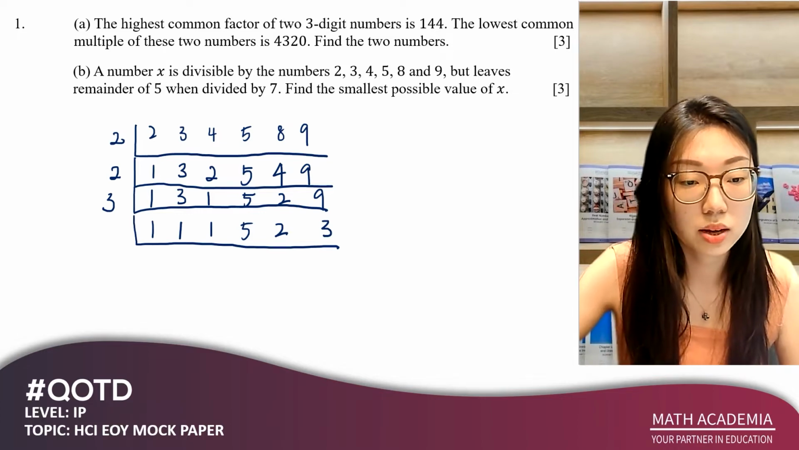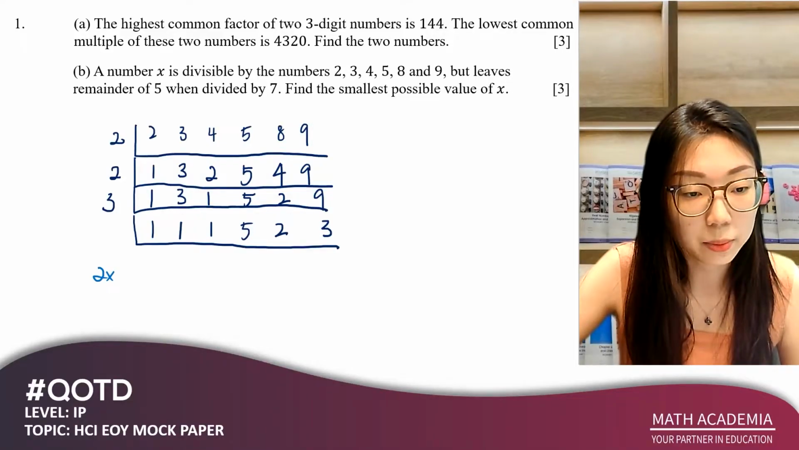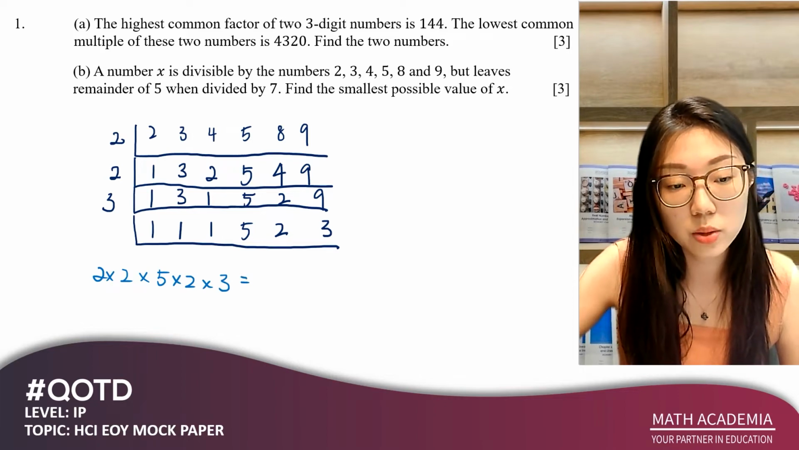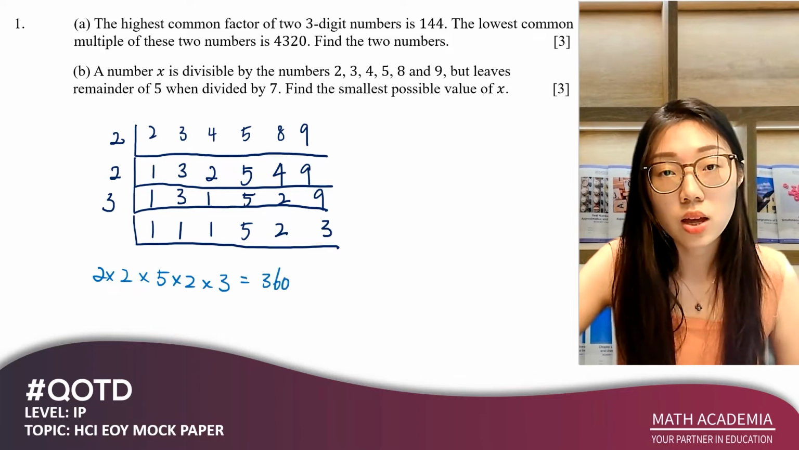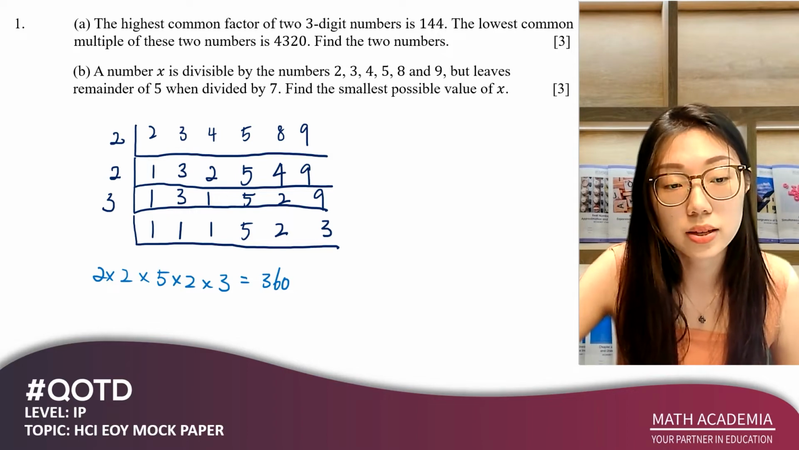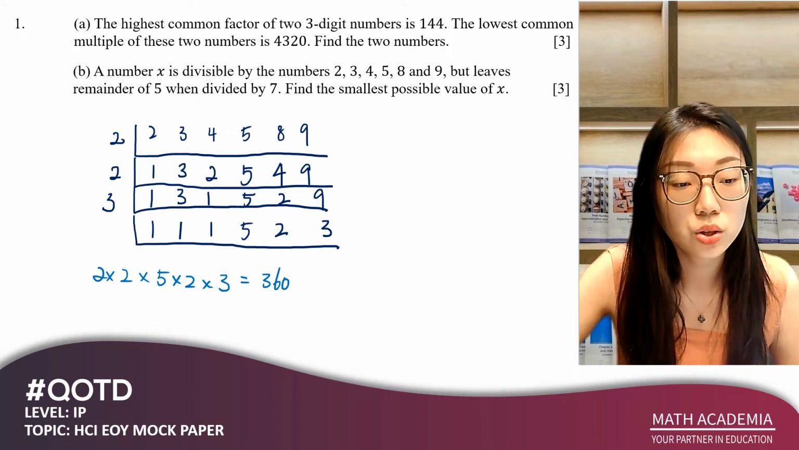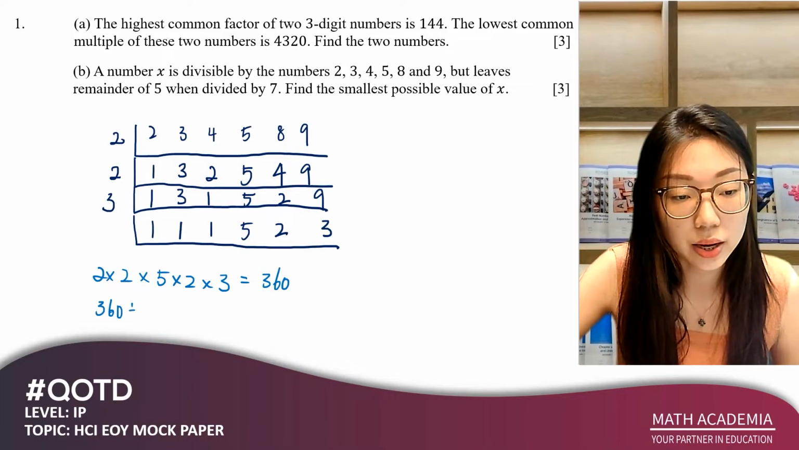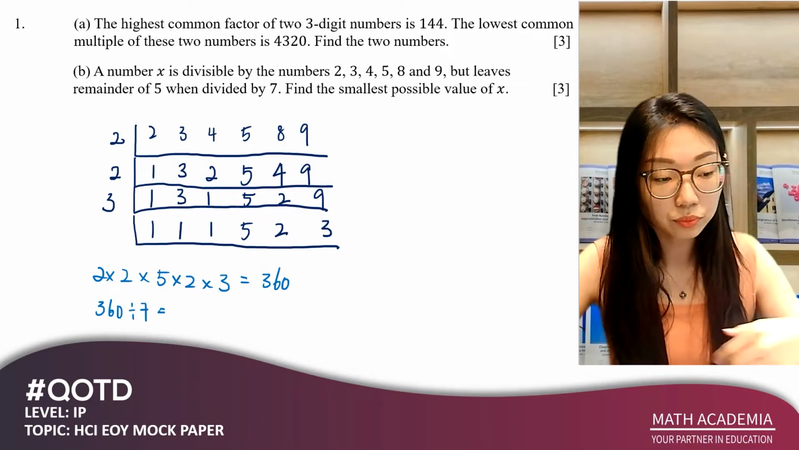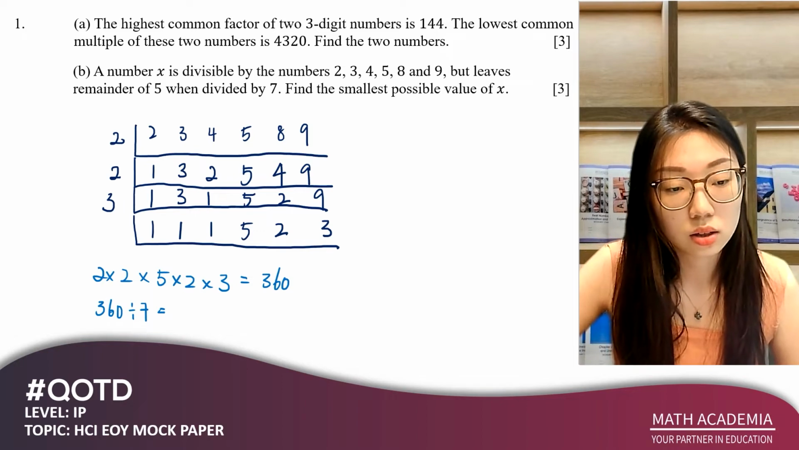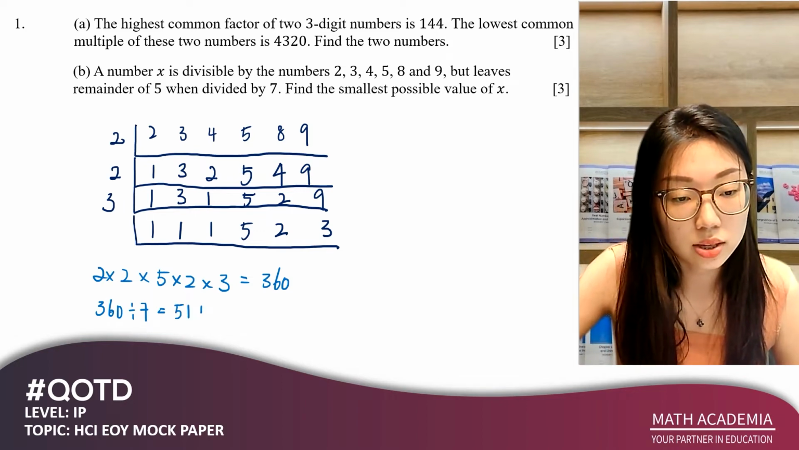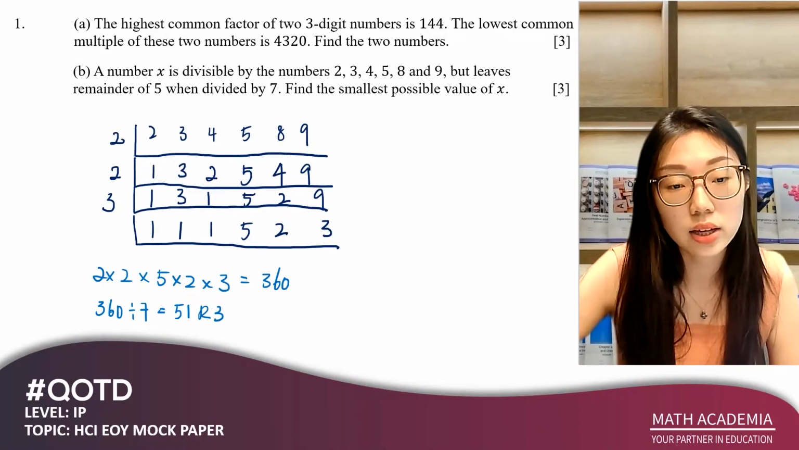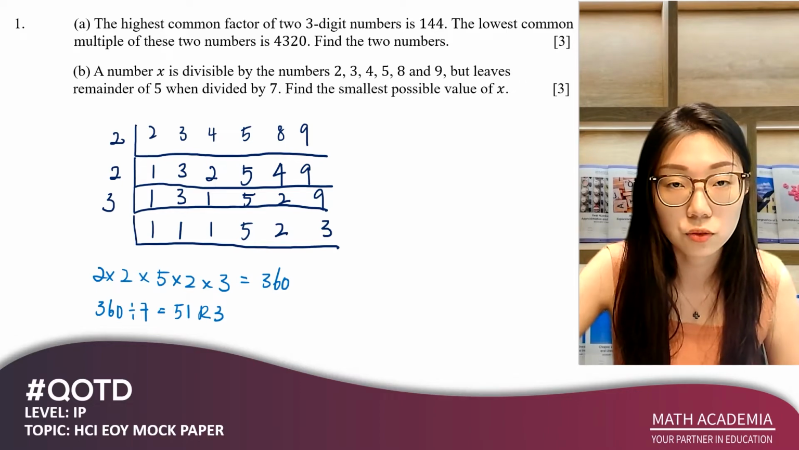My lowest common multiple would be 2 multiplied by 2 multiplied by 5 multiplied by 2 multiplied by 3, which gives me 360. The next part of the question says that it leaves a remainder of 5 when divided by 7. So I take 360 divided by 7. This gives me 51, remainder 3. Remainder 3 obviously is not 5. How do I find the lowest number that gives me remainder 5?